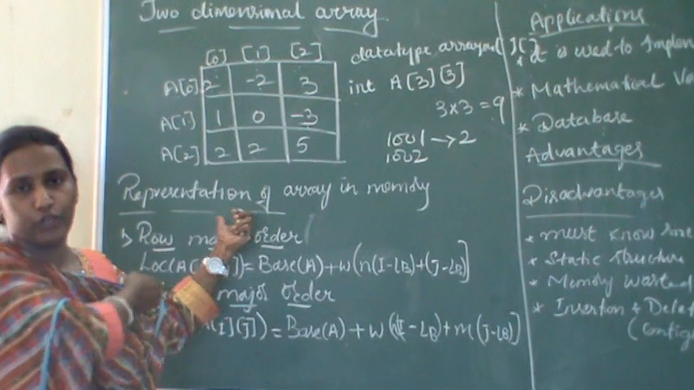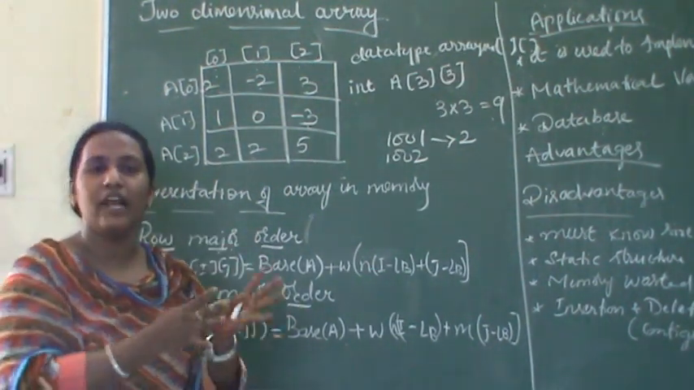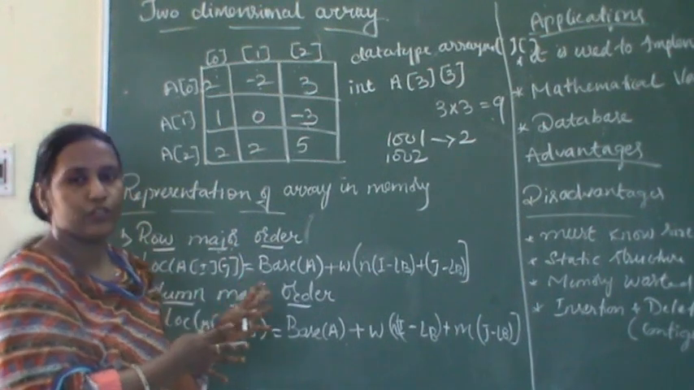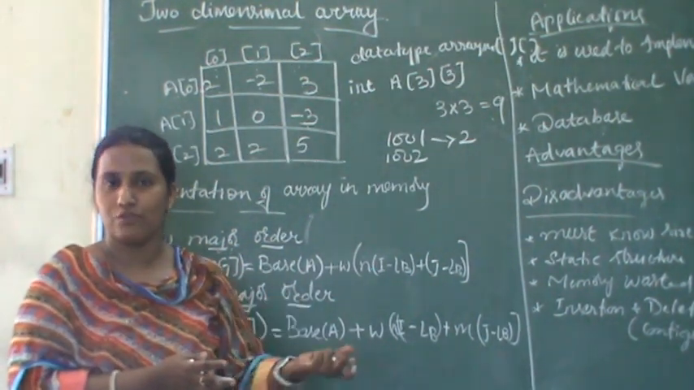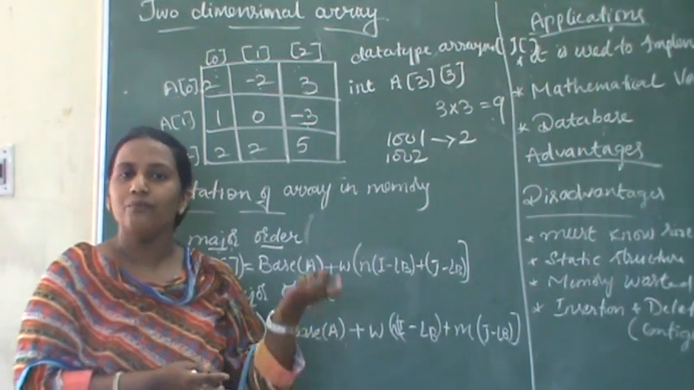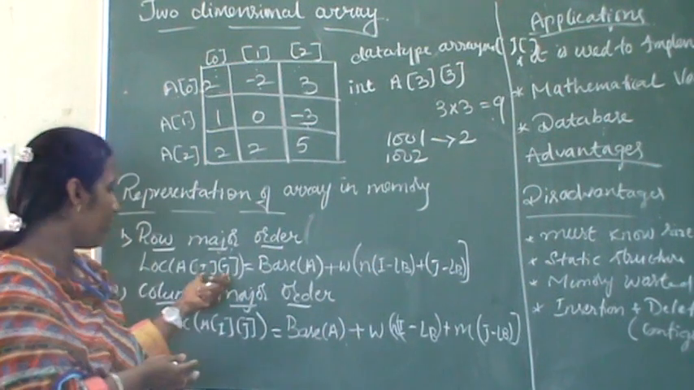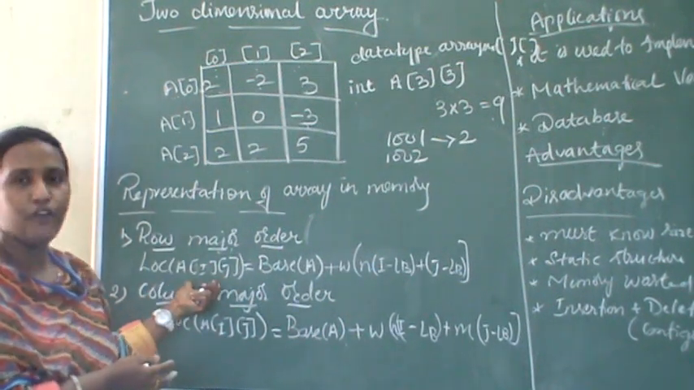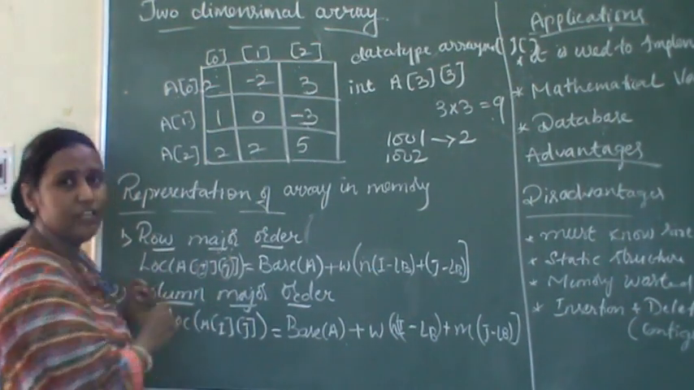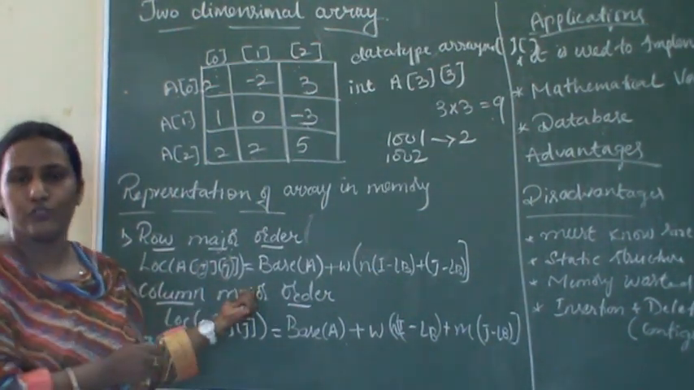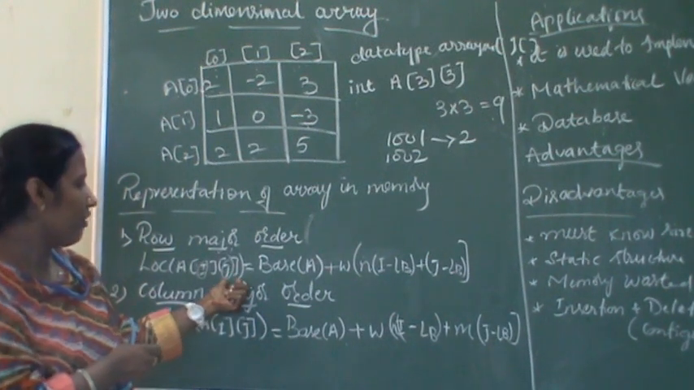Again, it is one of the important questions: what is the memory representation of an array as per row major order or column major order? As you know, in a one-dimensional array we also found the starting address of the array. Here also we can find it using the location of E of i j, where i represents the row values and j represents the column values.